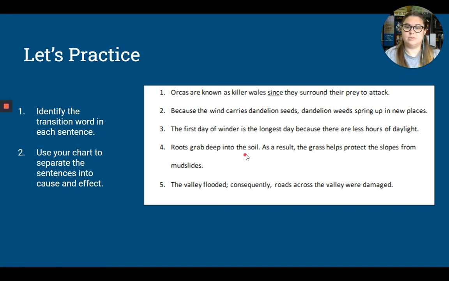Roots grab deep in the soil. As a result, the grass helps protect the slopes from mudslides. This one, I see 2 separate sentences, and at the beginning, there's that phrase, as a result. How about number 5? The valley flooded. Consequently, roads across the valley were damaged. I see this word consequently as my transition word here. So far in our example sentences, we've seen the words since, because, as a result, and consequently to show us cause and effect. So let's look at a chart that I've completed so that we can see what the cause and effect relationship is in these sentences.